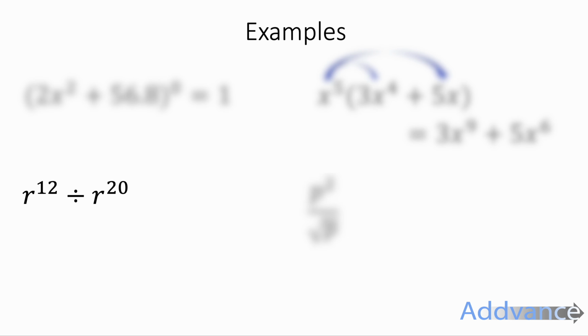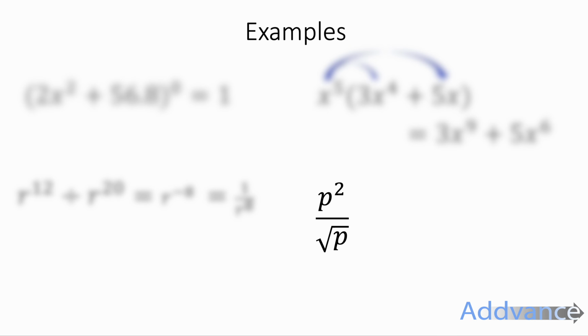Next one, r squared divided by r to the power 12 divided by r to the power 20. This is dividing powers, so we subtract, and we get r to the power minus 8. 12 minus 20 is minus 8. And we can write that as a fraction, 1 over r to the power 8. Because remember, a negative power makes it 1 over.